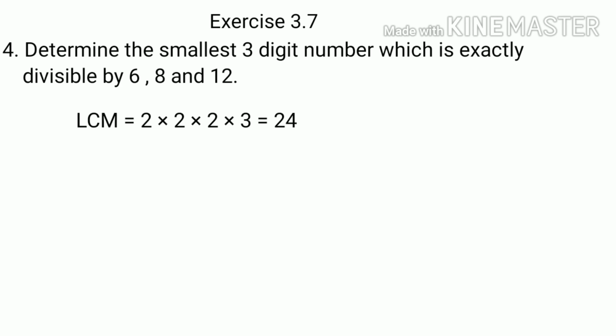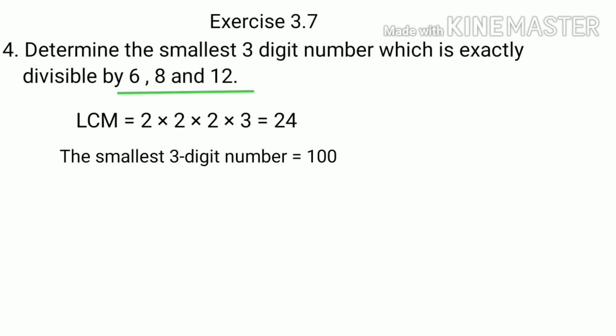But it is a 2-digit number. And in this question we need to find 3-digit number. And we know that the smallest 3-digit number is 100. Now if 100 is divisible by the LCM of 6, 8 and 12, that is 24, then 100 will be the smallest 3-digit number which will be exactly divisible by 6, 8 and 12.